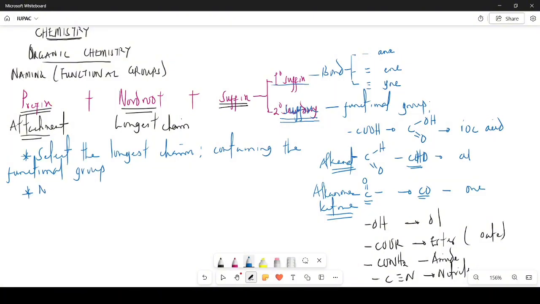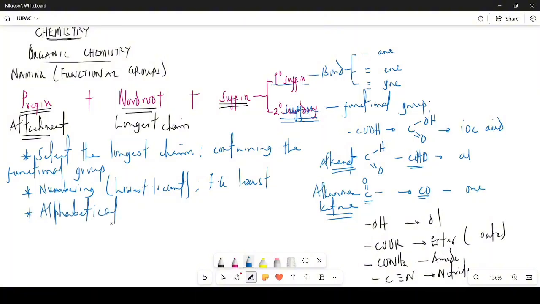The second thing you do, after the identification of the longest chain, is numbering. And how is the numbering done? You number by following the lowest locant rule. How are you going to follow it? You must ensure that your functional group gets the least number. Please take note of that. Then the last thing is alphabetical order. So these three are the major rules. If you can remember these three, naming is going to be a simple thing for you.